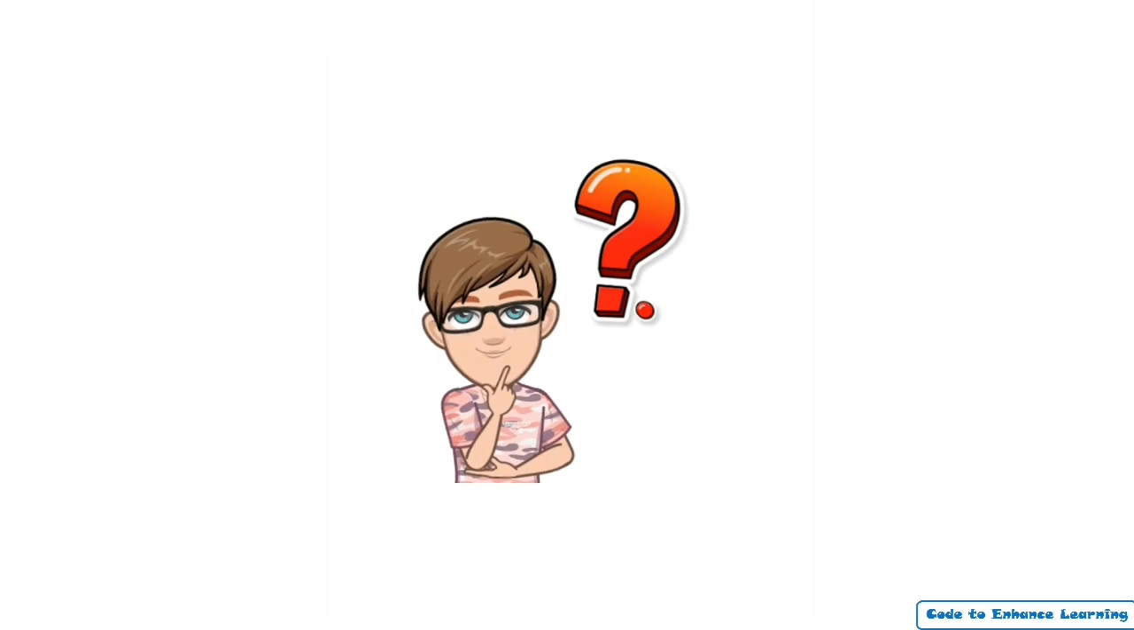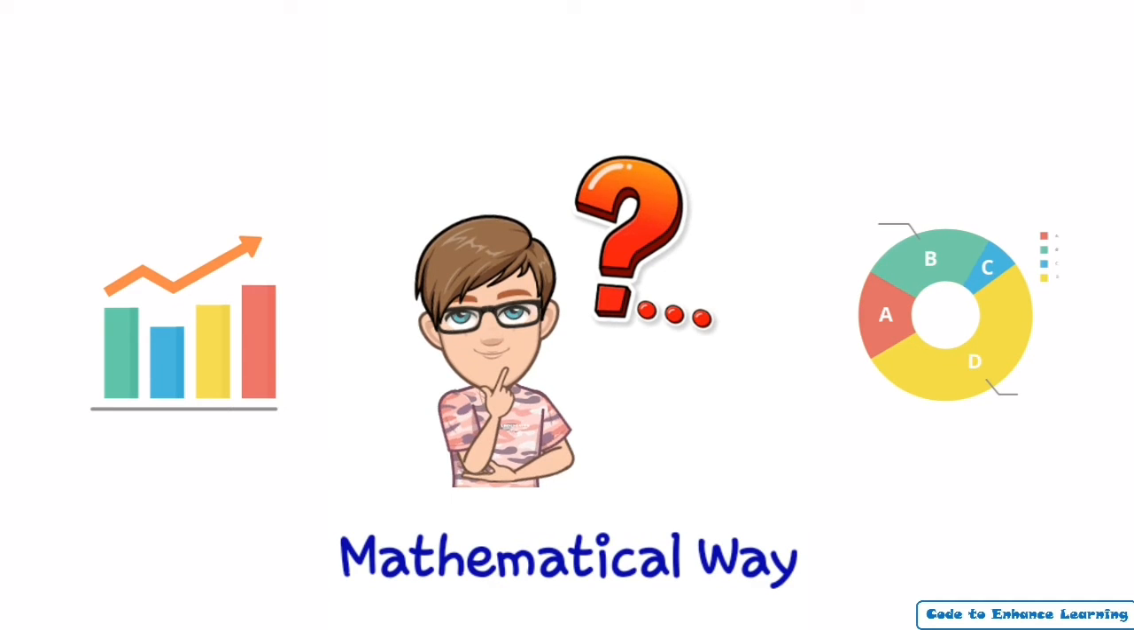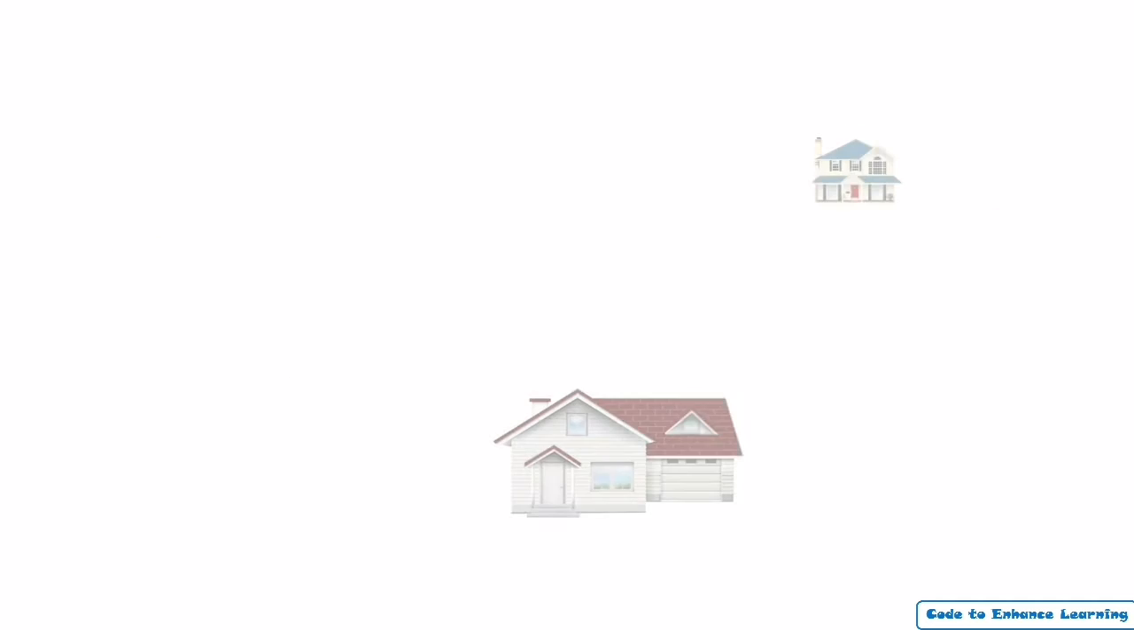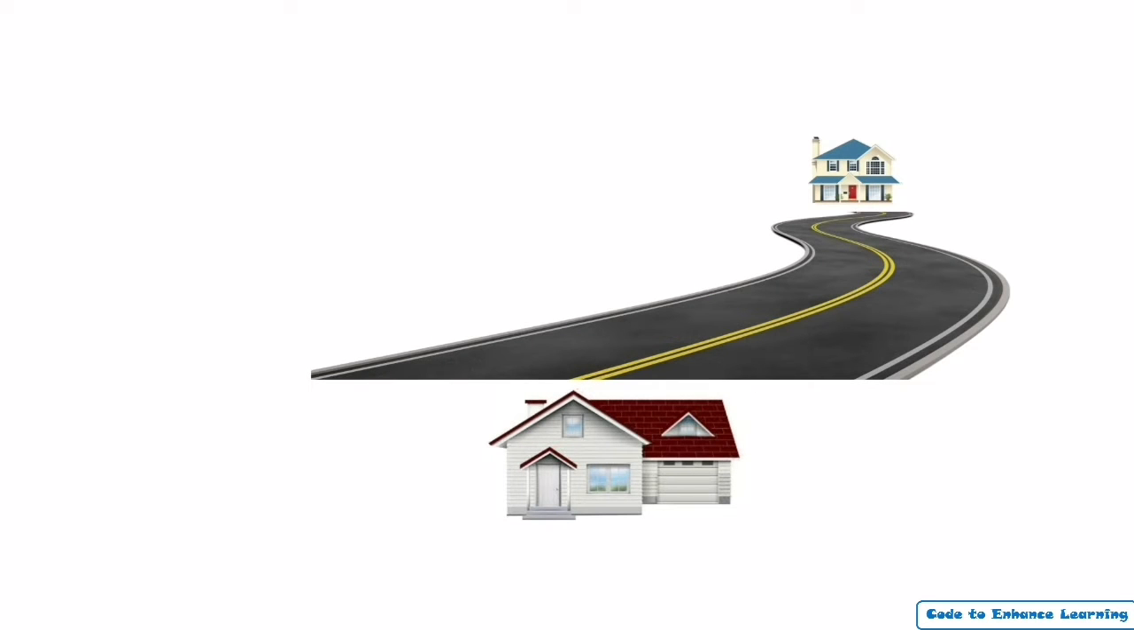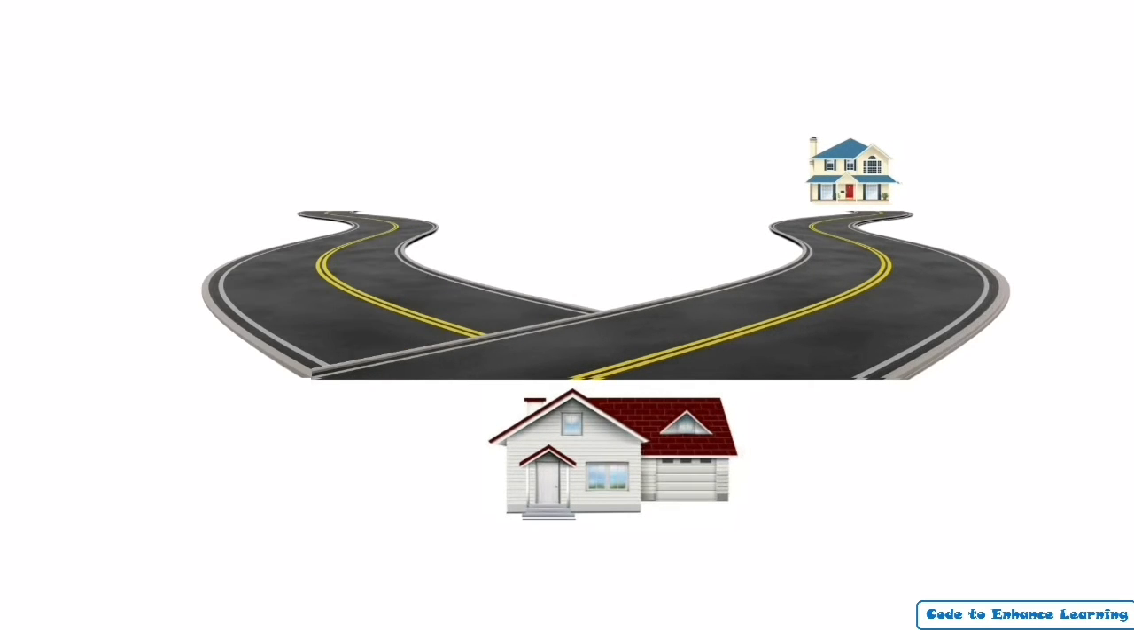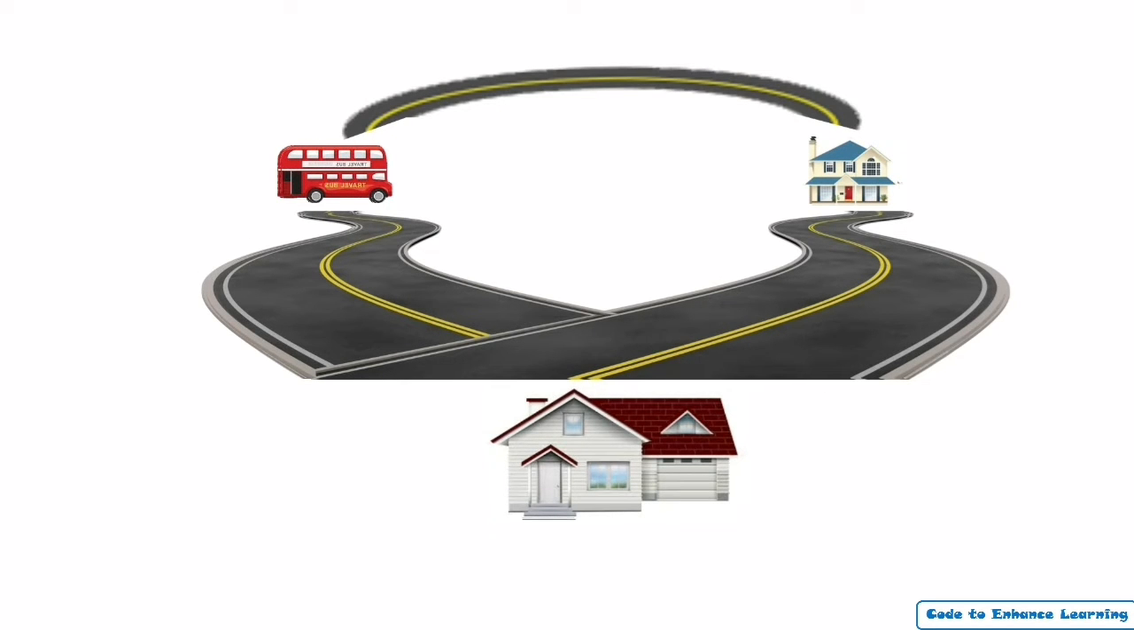To solve the problem, we need a way to represent this information in a mathematical way. Suppose you have two different routes to take to reach your friend's house. Let's say from your home, you can either walk to your friend's place or go to the bus stop, board the bus, which goes around town and finally drops you at your friend's place.